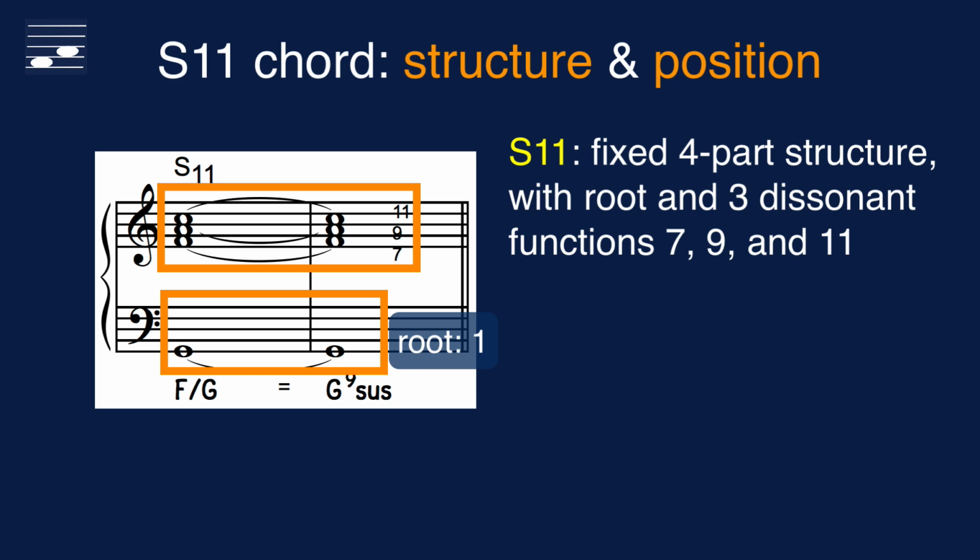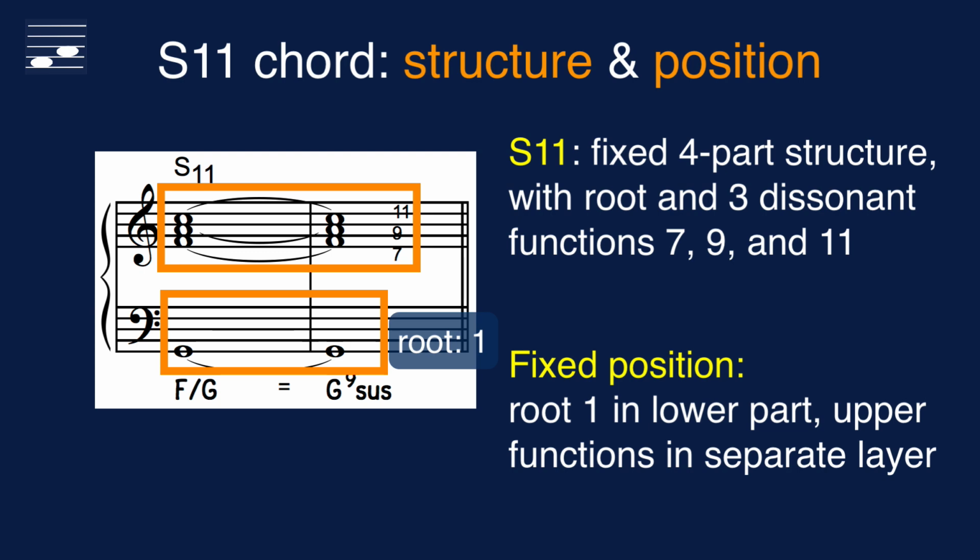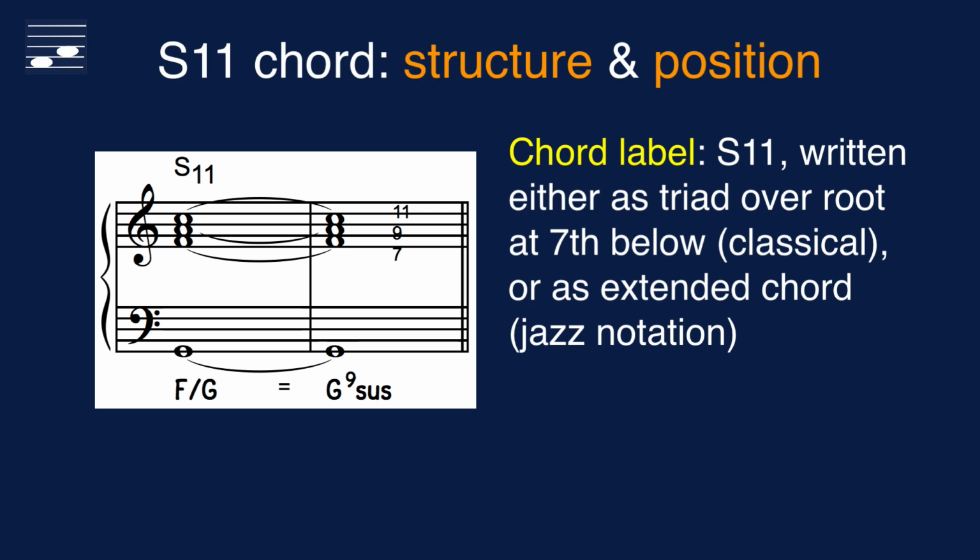It has a fixed 4-part structure, consisting of the chordal functions 1, the root, and the dissonant functions 7, 9 and 11. We use the S11 always in root position. The chord label is S11, which is short for a triad over a root a 7th below, the notation in classical music. Here, an F major triad over the root G.